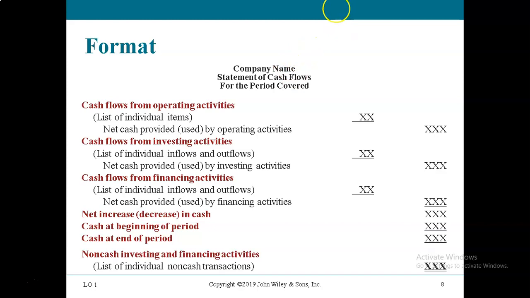So here you can see what a cash flow statement is going to look like. So in this cash flow statement, we have operating activities. So this would include revenues, expenses, current assets, and current liabilities. Investing, that would be long-term assets and investments. And financing, which is long-term liabilities and stockholders' equity.